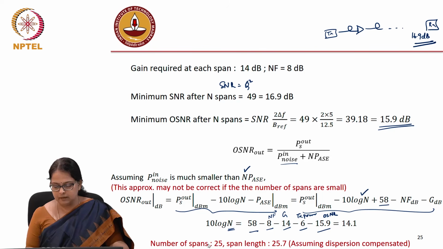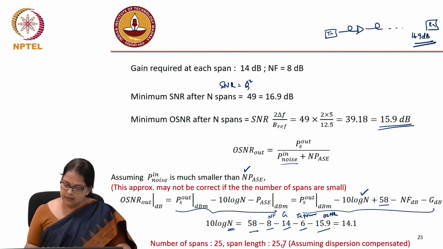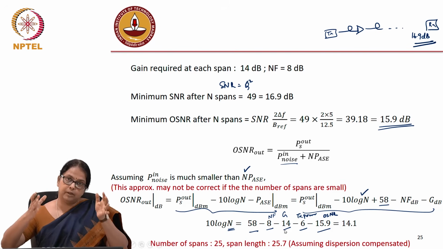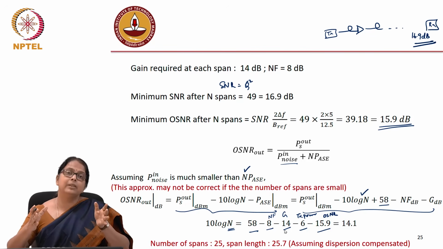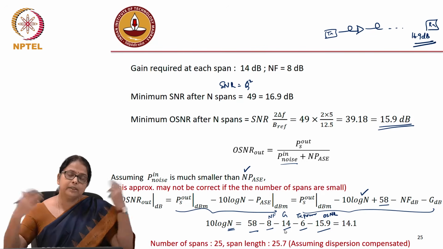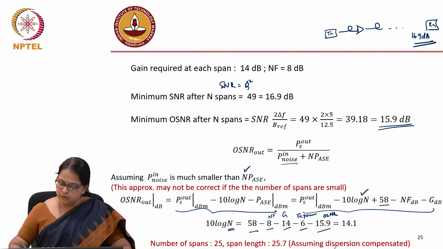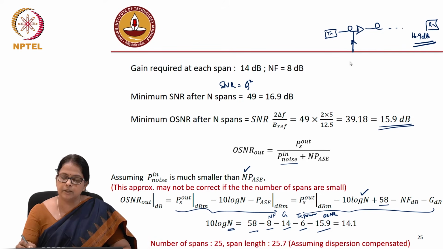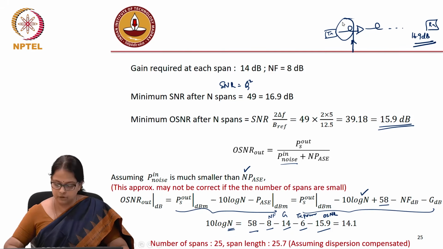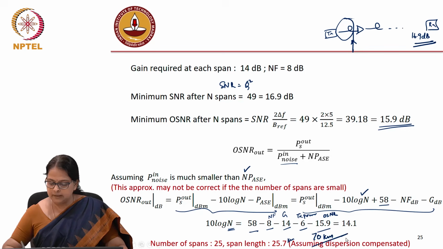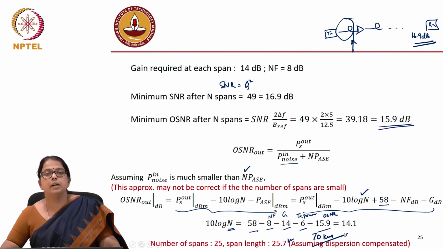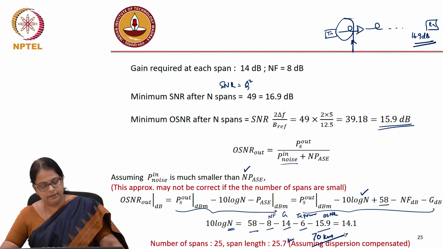Turns out the number of spans is 25, and the span length we calculated is 25.7 kilometers if each span were to be operated independently without dispersion compensation. Of course, with dispersion compensation you can go all the way up to 70 kilometers, right? If you were to operate this span independently without dispersion compensation as a single span network, you should use 25.7 kilometers. Otherwise, if it is dispersion compensated, you can actually go all the way up to 70 kilometers. That's what we saw earlier.